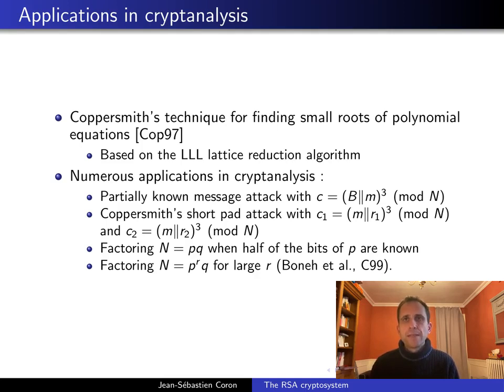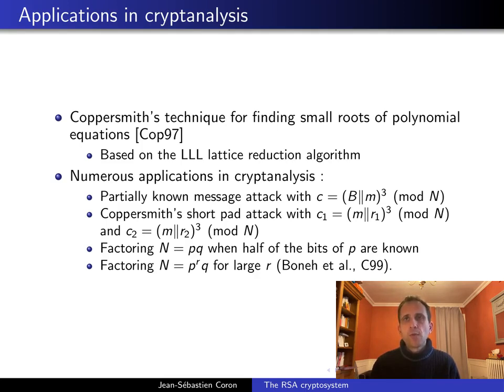There is this attack that I've already mentioned, the partially known message attack, when the ciphertext is B concatenated with m, to the power of 3 modulo n, where this big B is publicly known. There is also Coppersmith's short pad attack, which is a bit different. Assume that we have a probabilistic encryption scheme in which we simply concatenate some random padding to the message, and assume that the attacker can obtain two encryptions of the same message M.